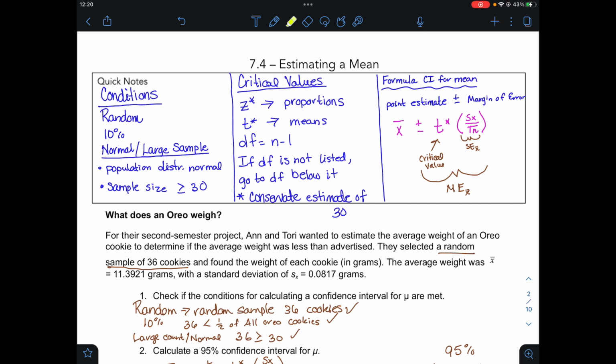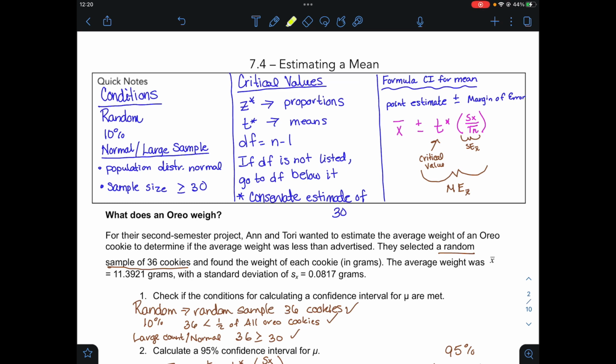For proportions, we do n times p hat, and then n times 1 minus p hat, and these both have to be greater than 10. But for our mean, we have to either have the population distributed normally, which they tell us or we know from data collection, or our sample size has to be greater than 30. Most of the time, you will see small sample sizes and assume that they're normal. Sometimes you can't, and you can't go further.